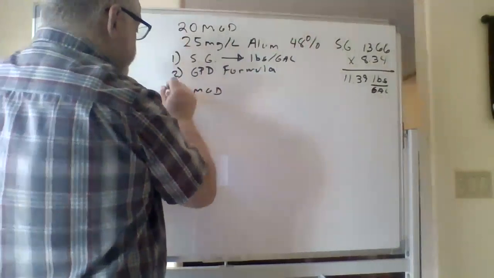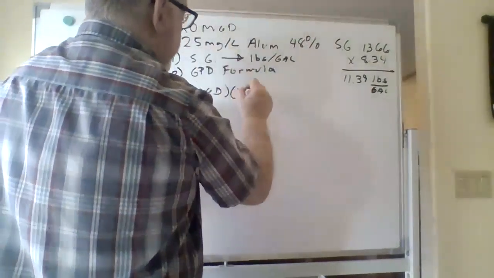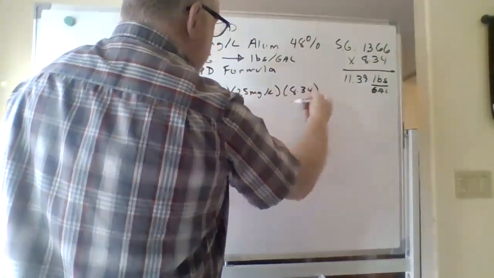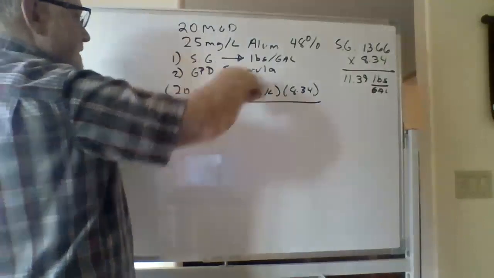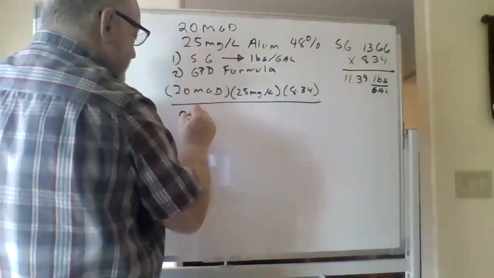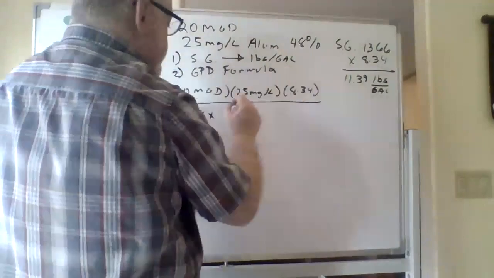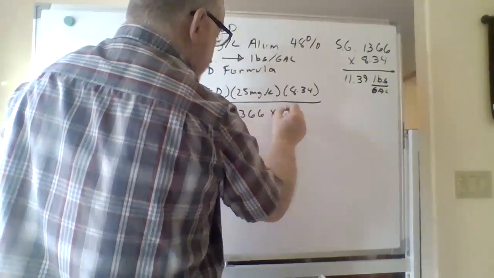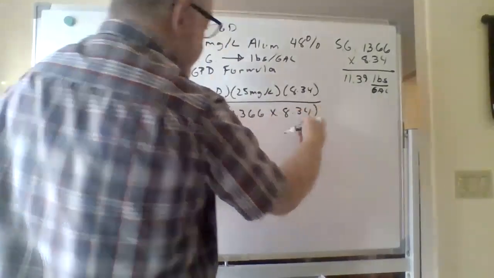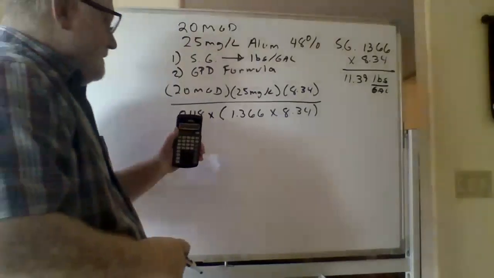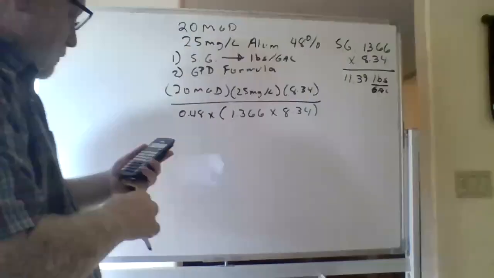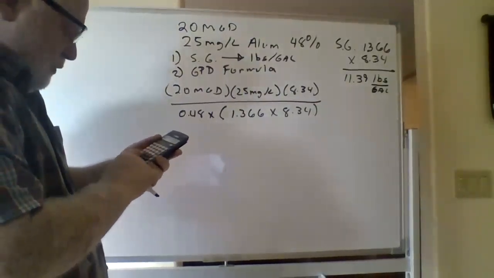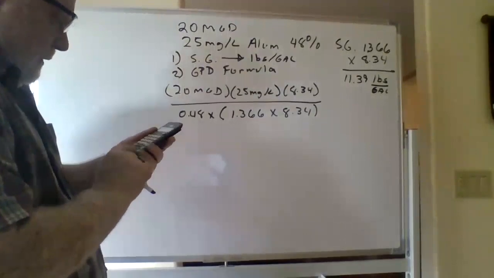20 mgd times a dose of 25 milligrams per liter times 8.34. And let's do our item modifiers. So the item modifier is 48% as a decimal number. And so here we could just kind of do it like this, 1.366 times 8.34. And I've kind of put these in parentheses, but really the product of this times this times this would all work out to be a pretty good number.